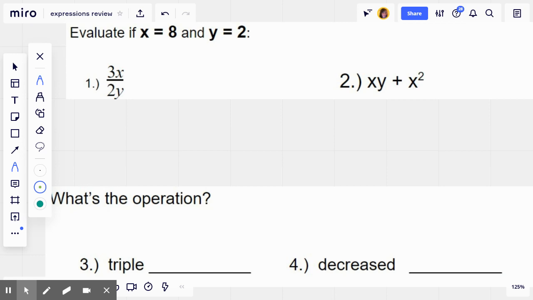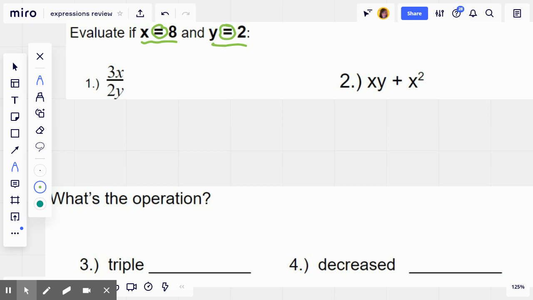So when we're evaluating, remember, it's when they give us the value of the variable. So here they're giving us the value of x. And we know that anywhere we see an x, we can put an 8, because this little guy here tells us that x is the same as 8. It's just the same. So we can just substitute it, plug it right in there. Okay? So now let's look at our little problem here. Number 1 says 3x over 2y.